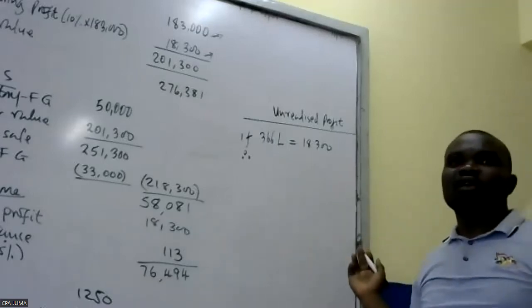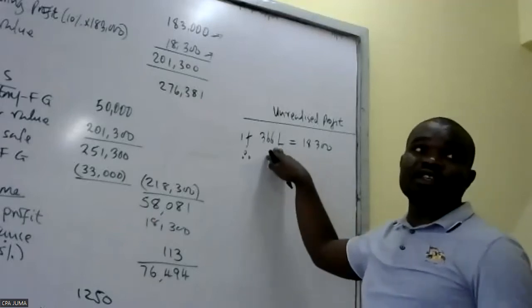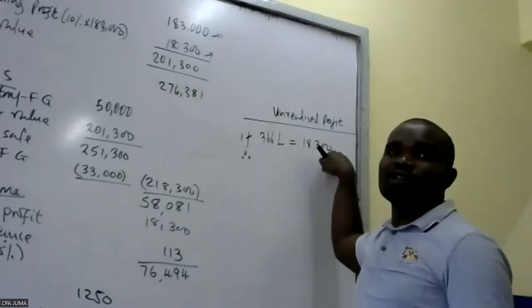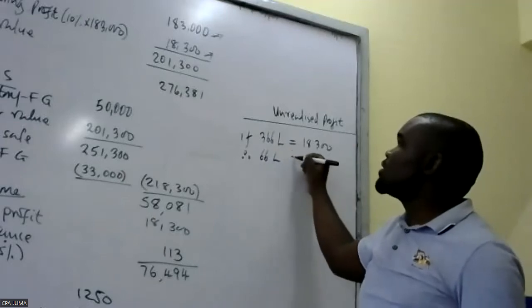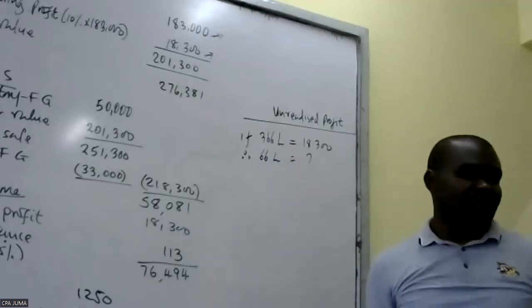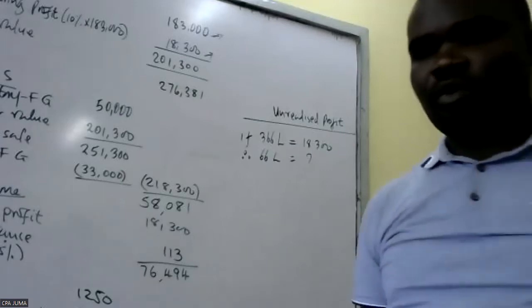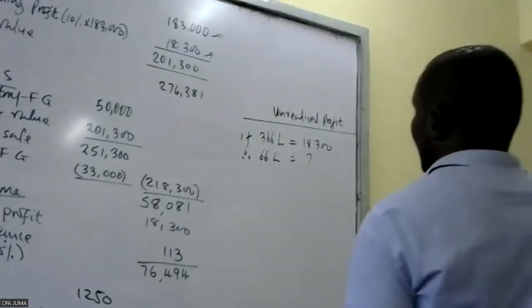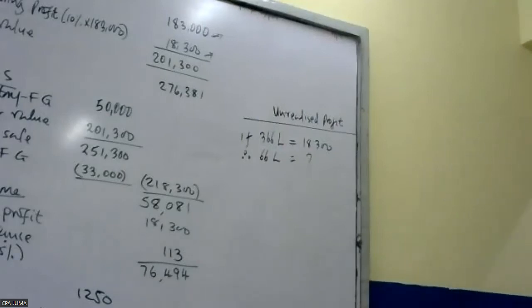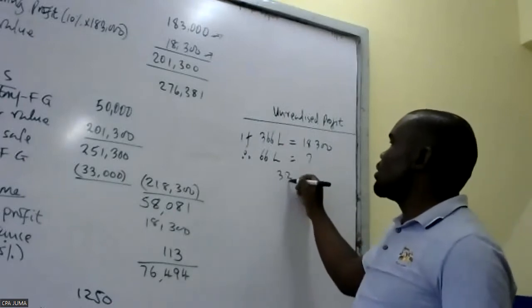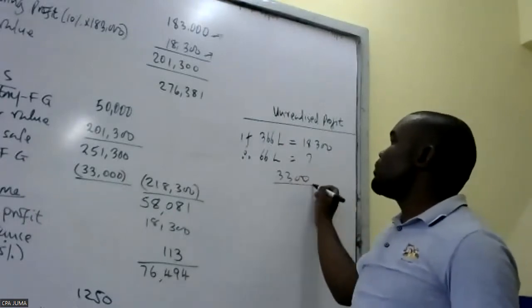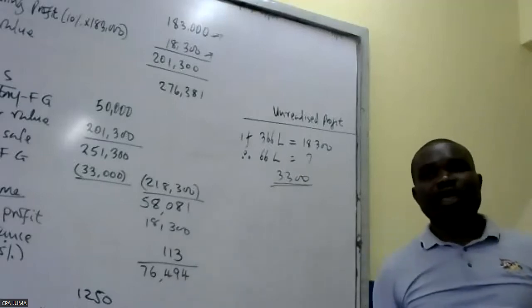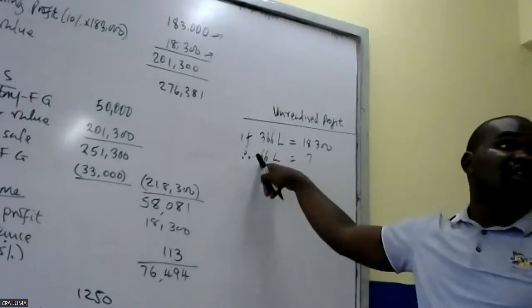During the year they manufactured this, and this had a profit of this. So what about the 66 liters that remained? What profit were they having? 66 times 18,300 divided by 366, I'm getting 3,300. So this profit has not been realized, because this stock has not been sold.